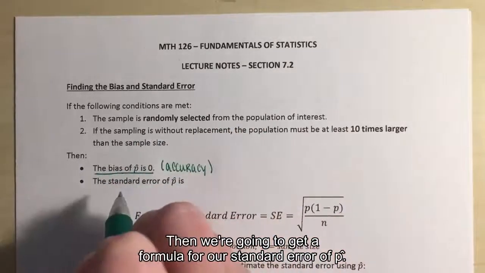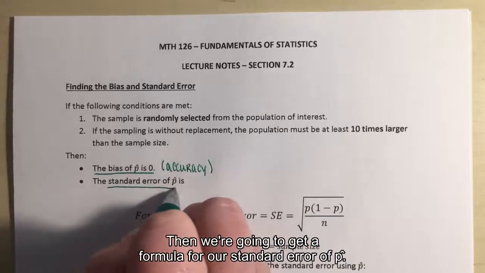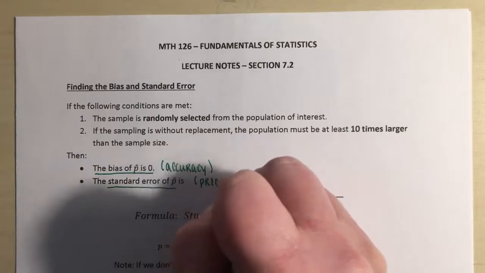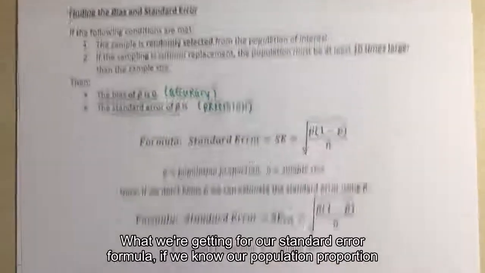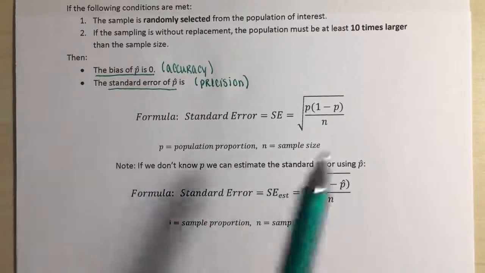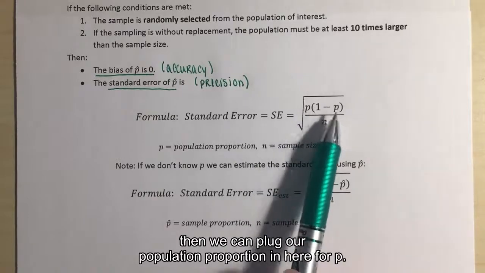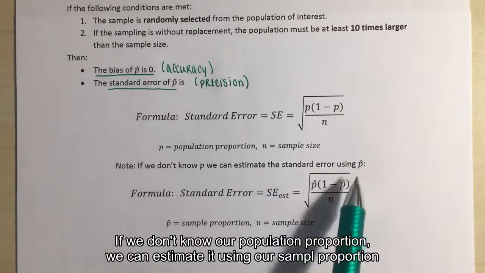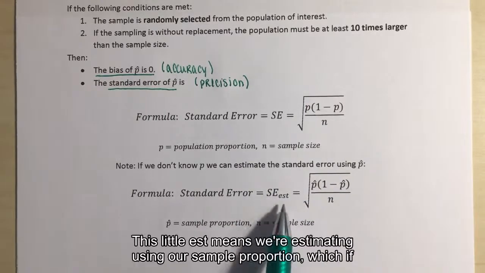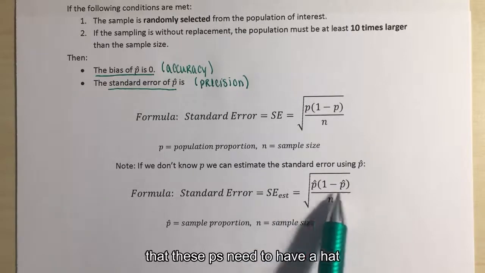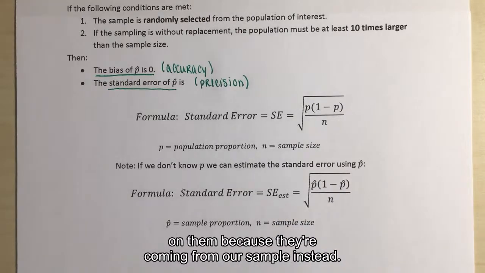And then we're going to get a formula for our standard error of p hat. Our standard error has to do with precision. When we're using our standard error formula, if we know our population proportion, then we can plug our population proportion in here for p. If we don't know our population proportion, we can estimate it using our sample proportion. So this little EST means we're estimating using our sample proportion, which means that these p's need to have a hat on them because they're coming from our sample instead.